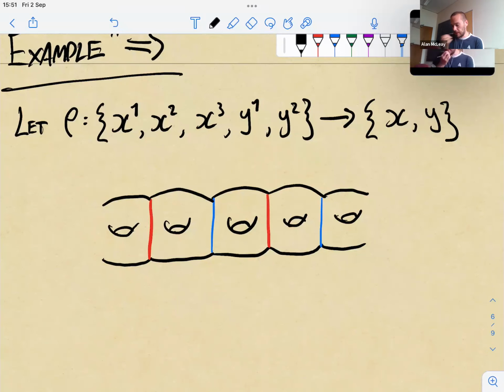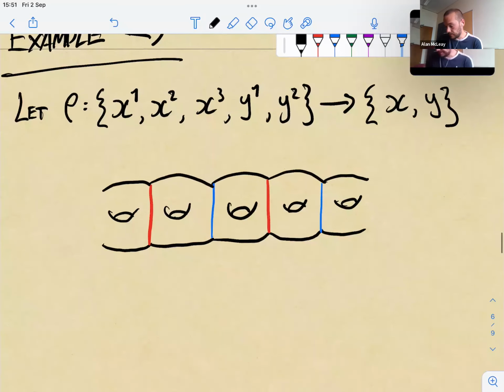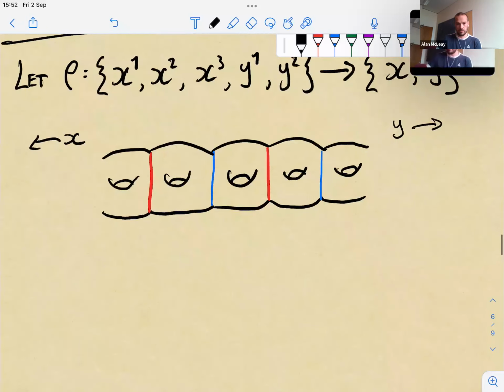And then I'm going to draw my cover. So the surface downstairs, it's a surface with infinite genus everywhere and two ends. So that means it's this surface I've drawn. X is out to the left and Y to the right. And now I'm going to build the cover.